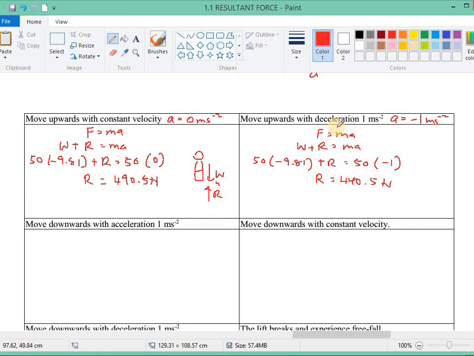Now, when it's deceleration, the reaction is smaller than the weight of the girl. This is very logical. You see, the girl, if decelerating, getting slower and slower, that means the force downward must be bigger than the force upward, right? The weight must be larger than the reaction. Then only the girl will experience deceleration, getting slower and slower. Okay, so you see, after we calculate, the reaction is smaller than the weight. So this is very logical.